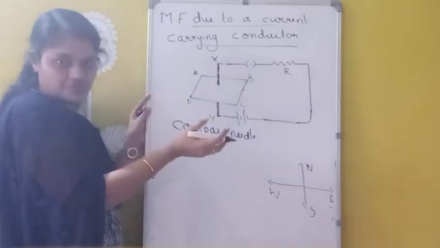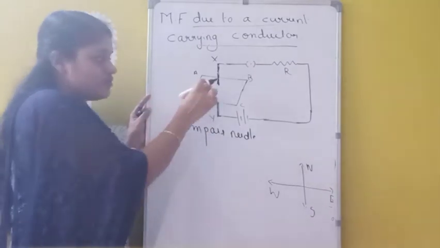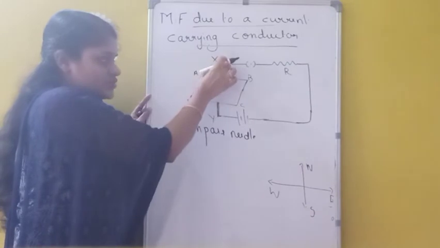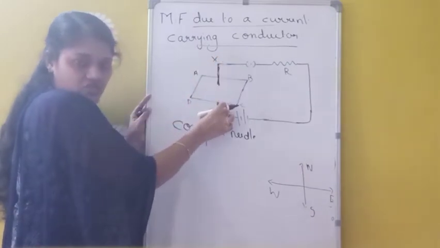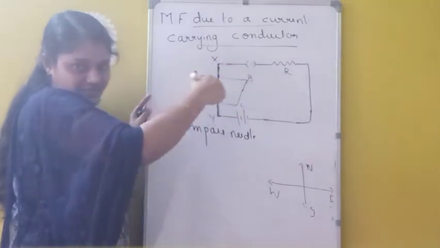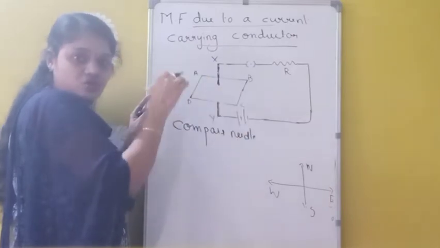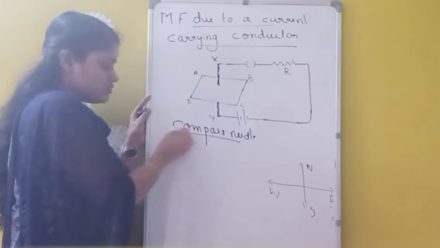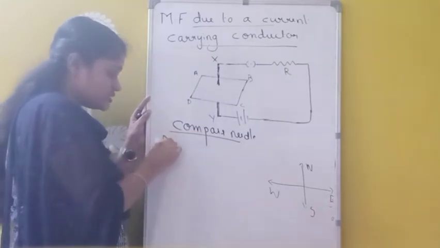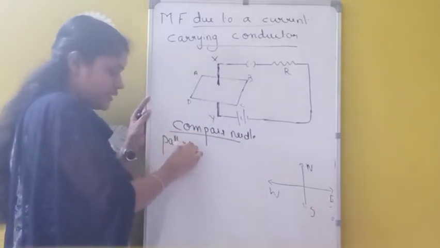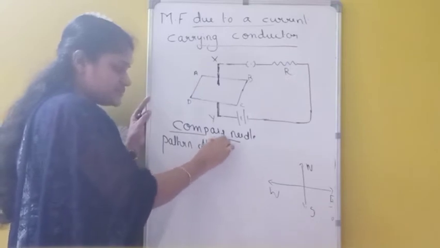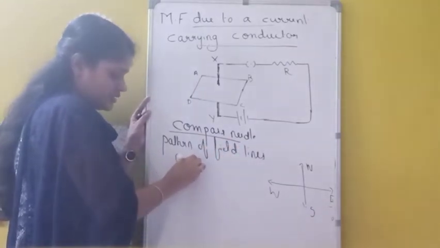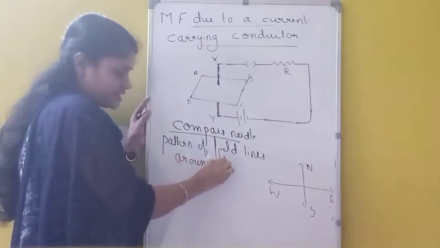That we already know. But now we have to find out what is the shape of field lines around this conductor. Now this conductor is behaving as a magnet, so there must be a magnetic field around this conductor. We have to know what is the shape or pattern of field lines around this current carrying conductor.